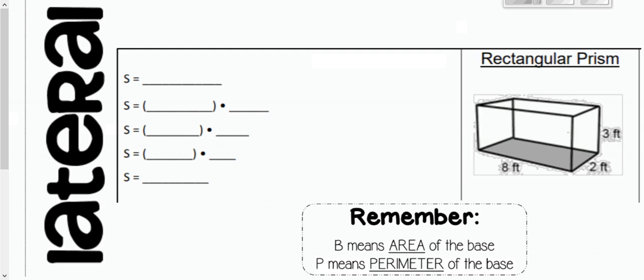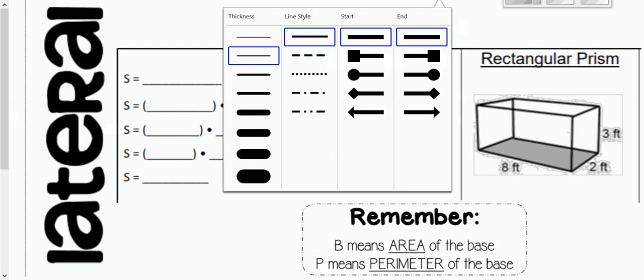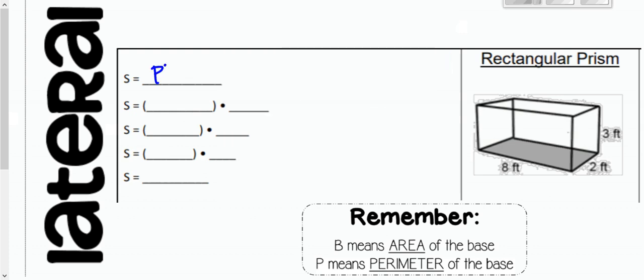Okay, so starting with lateral surface area of a rectangular prism, we're going to go to our formula charts and we're going to get our formula. So our formula for our lateral surface area of a rectangular prism is S equals PH. So remember, P means perimeter of the base.